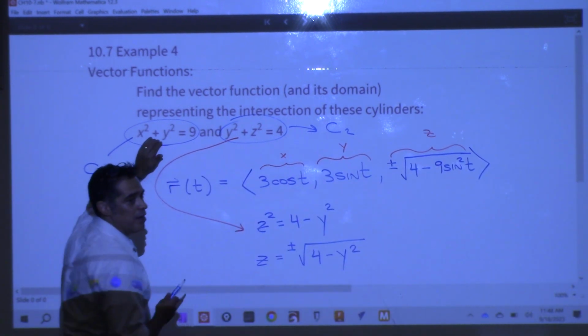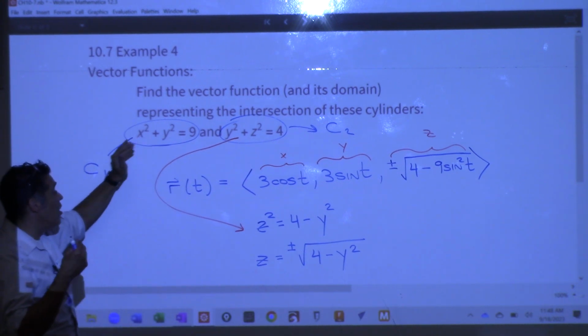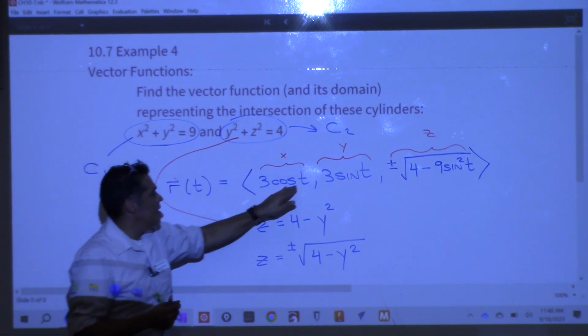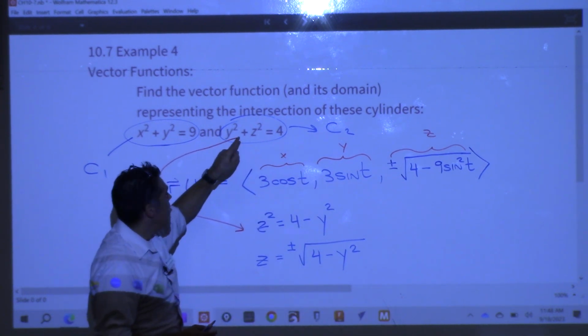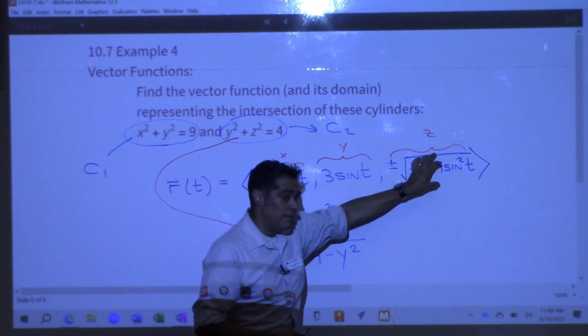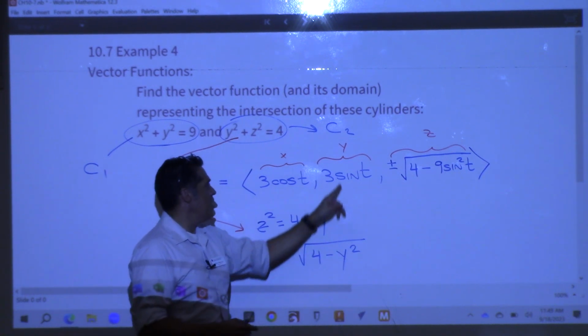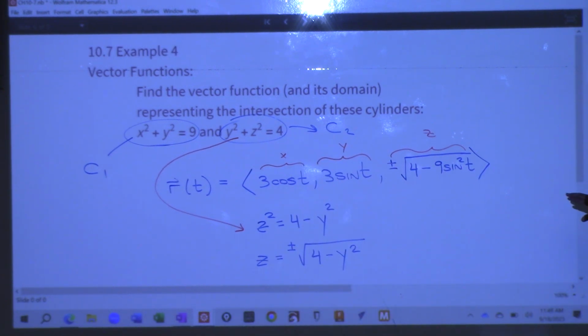I chose to start with this equation. Let me first see if I can create a vector function that at least gets me onto this cylinder. To be on this cylinder, the x and y would have to be this. But to be on the intersection, I'd have to also be on this curve. I need to know what the z component of this vector function is. Since this has z in it, I solve that for z, and it has y in it. I know what y is, I replace that y in, and I get this. Is that okay? Do we have a vector function that appears to give us the intersection? Yes? Okay. We don't have its domain yet. I'll talk about domain in a second.